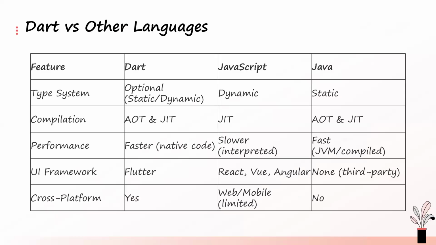Okay, so we see this table, we see the feature. The first feature we take a look at is the type system. Okay, so what type of type system do they have? That can be optionally static or dynamic. They build it in a way that if you want to use static typing, you can.